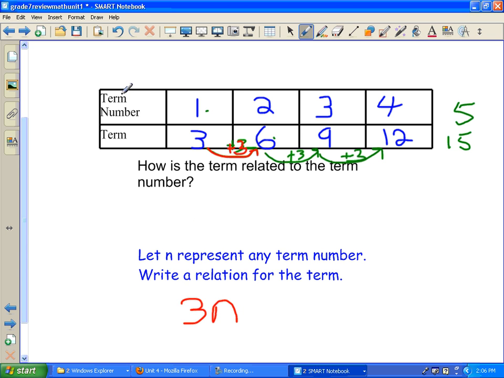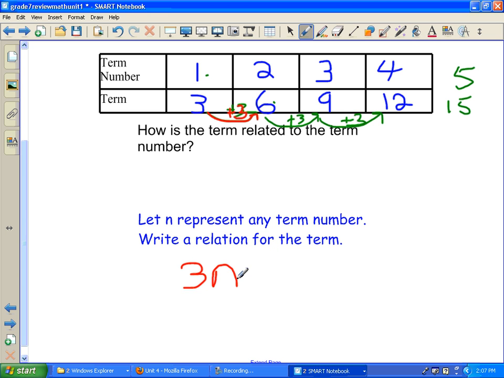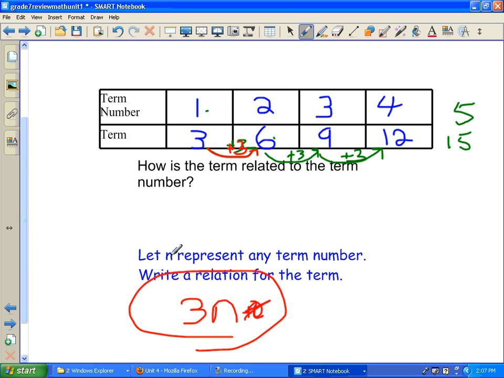Now, let's plug in one of the term numbers. If we put in 2, we're going to get 6. If we plug in 3, we're going to get 9. So there's nothing else that we need to do to this to make that equal the term. When we go 3 times 1, it's going to give us 3, so we need to go 0 more, so we don't even need to put that in. So the relation for this one is going to be 3n, or 3 times the term number.